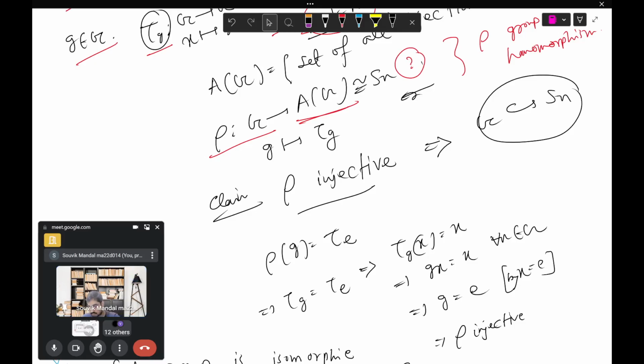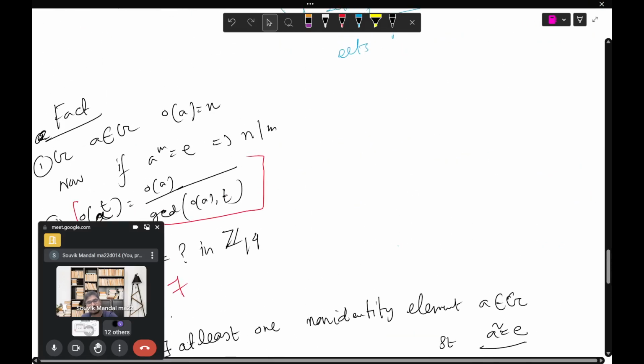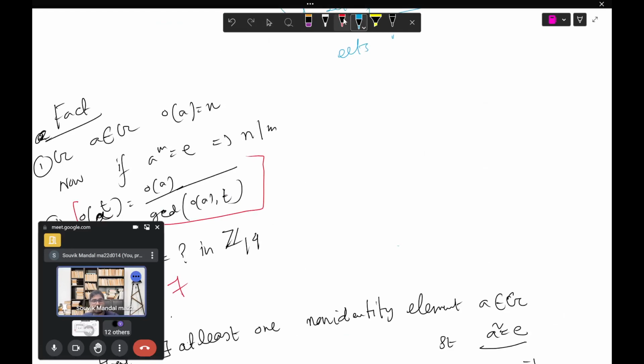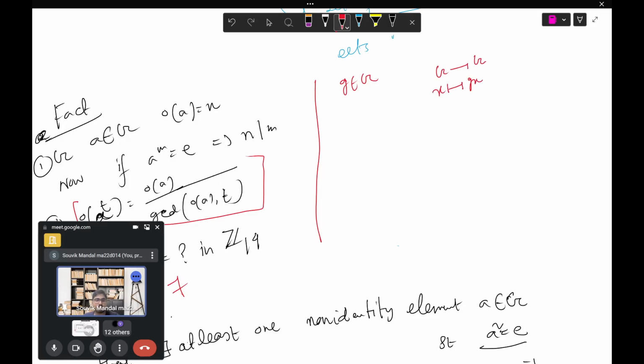Sir, I know about automorphisms. I don't know about inner automorphisms. What is that? Inner automorphism is, for any g belongs to G, the map x goes to gxg inverse, for fixed g. It is known as the inner automorphism. So this is the inner automorphism by definition.